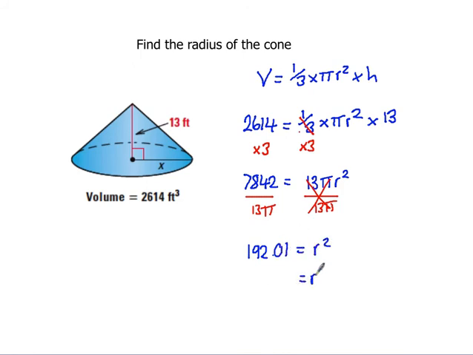So the radius will just be the square root of all of that. And that's an ongoing decimal. And the square root of that gives you 13.86. And that's just feet, because it's the distance.